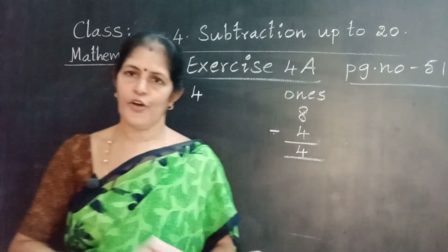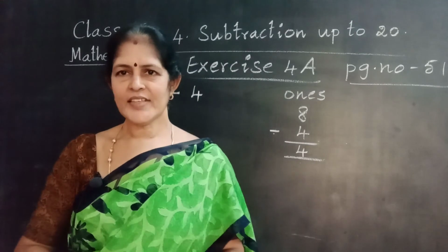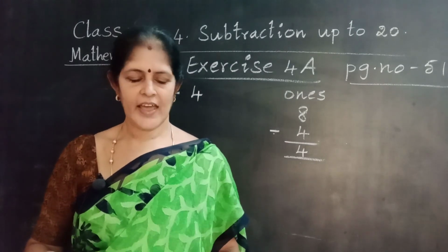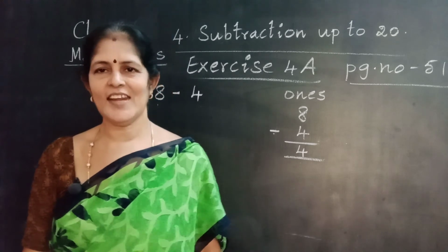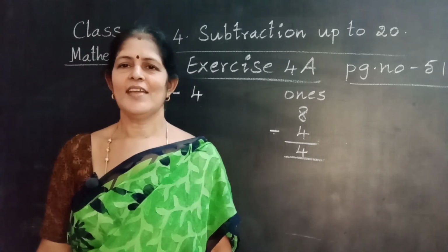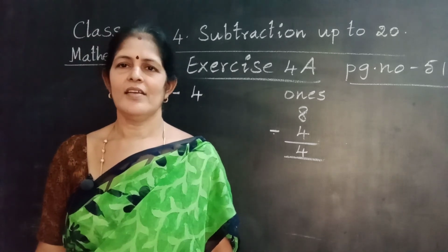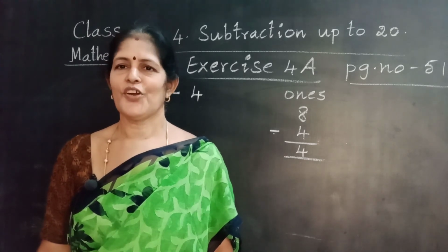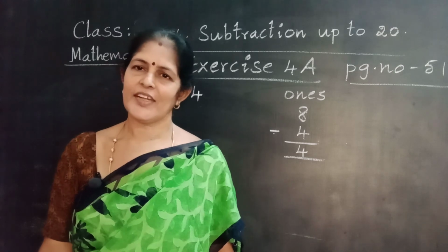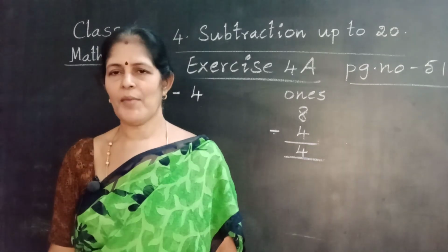Table of 4. 4 ones are 4. 4 twos are 8. 4 threes are 12. 4 fours are 16. 4 fives are 20. 4 sixes are 24. 4 sevens are 28. 4 eights are 32. 4 nines are 36. 4 tens are 40. Okay, my dear children?